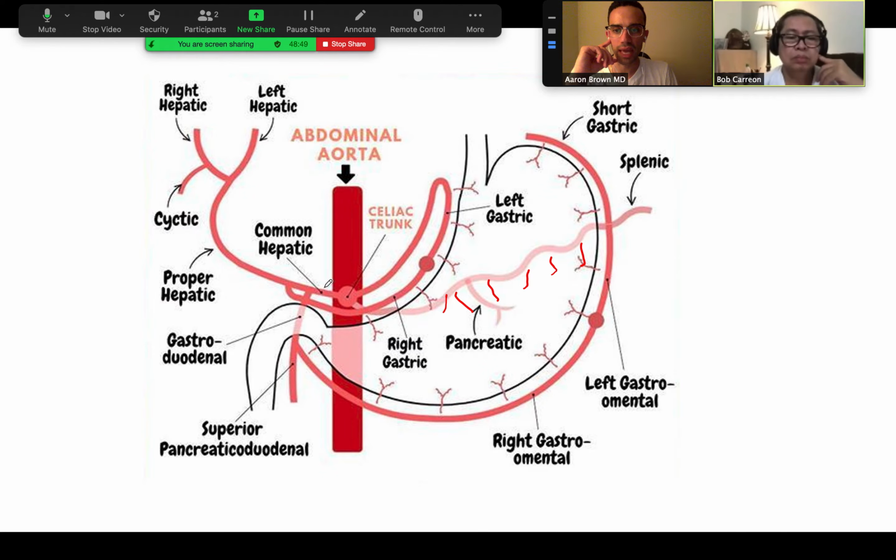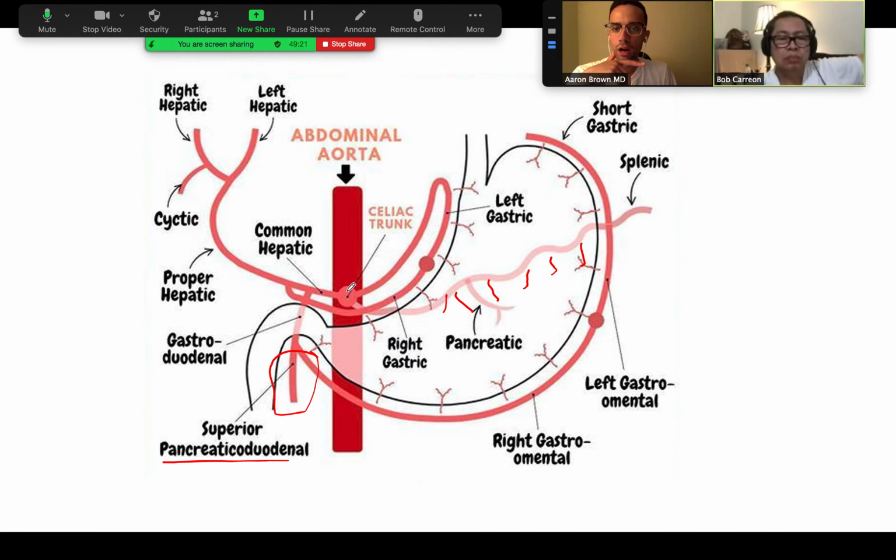Our common hepatic is going to branch quickly into our gastroduodenal, which then gives a branch to our right gastroomental, which will anastomose with the left gastroomental, which branches from our splenic artery. The superior pancreaticoduodenal will give some blood supply, obviously, to the head of the pancreas, which is hanging out here. It's going to give some to the duodenum as well. There's also an inferior pancreaticoduodenal, which branches from the SMA.